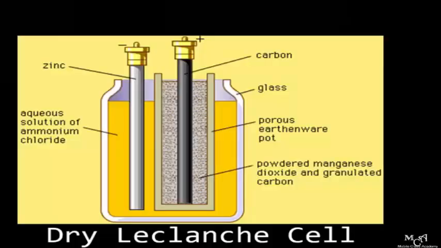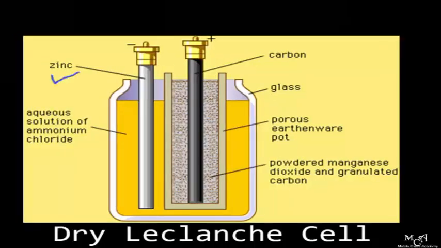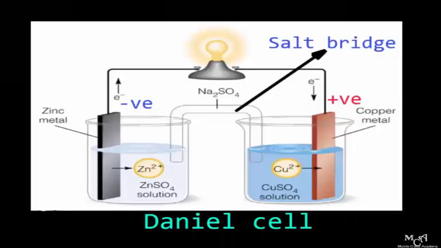Now this is the dry Leclanché cell. This is the zinc, okay? This is your carbon, and this is your glass. This is the aqueous solution of ammonium chloride. This is a porous earthenware pot. This is the powdered manganese dioxide and granulated carbon. And this is your Daniell cell.